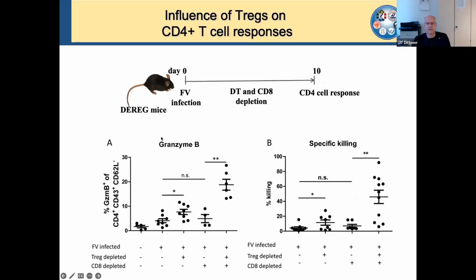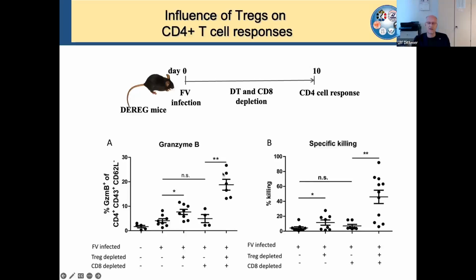So this is CD4 cytotoxicity. Can they produce cytotoxic molecules after virus infection? And you can see here, these are uninfected mice. If you infect them with Friend virus, they produce a little bit of cytotoxic molecules. We see that in almost every infection. Cytotoxic CD4 cells are very much controlled by the immune system because they can be very dangerous. Usually only CD8 cells are cytotoxic. CD4 cells should not be cytotoxic. So they are controlled, and part of their control is by regulatory T cells. So if you deplete regulatory T cells, then you have more granzyme B producing CD4 cells.